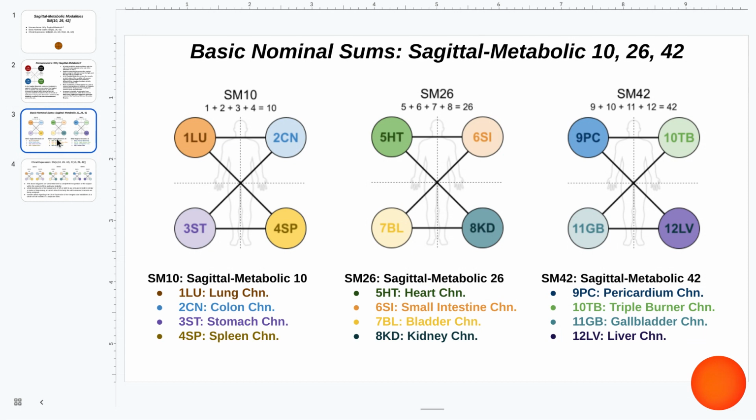Sagittal metabolic 26 consists of the heart, small intestine, bladder, and kidney vessels, labeled for their nominal equation 5 plus 6 plus 7 plus 8 equals 26. Sagittal metabolic 42 consists of the pericardium, triple burner, gallbladder, and liver vessels, labeled for their nominal equation 9 plus 10 plus 11 plus 12 equals 42.